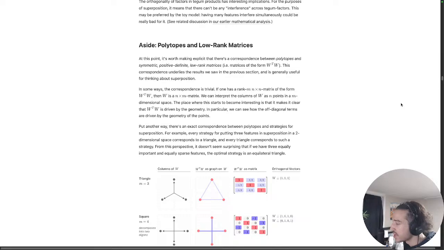Put another way, there is an exact correspondence between polytopes and strategies for superposition. For example, every strategy for putting 3 features in superposition in a 2-dimensional space corresponds to a triangle, and every triangle corresponds to such a strategy. From this perspective, it doesn't seem surprising that if we have 3 equally important and equally sparse features, the optimal strategy is an equilateral triangle.